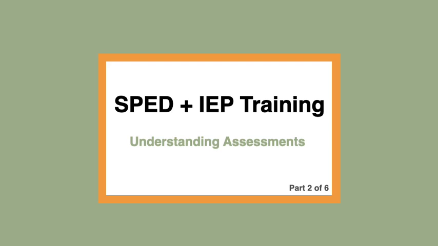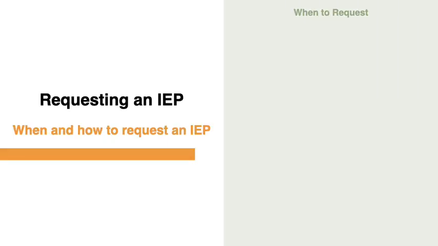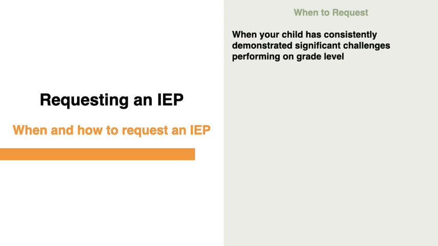So this particular video is going to focus on understanding assessments. A key part of understanding assessments is requesting an IEP. When you're requesting an IEP, you typically do so when your child has consistently demonstrated significant challenges performing on grade level. And this could be academically or socializing with grade level peers.